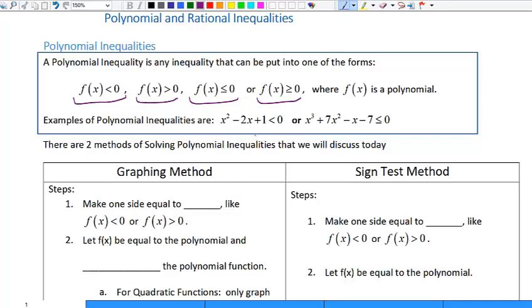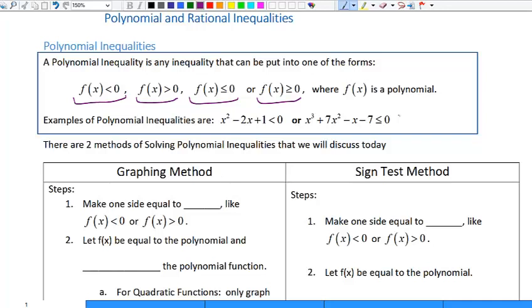x squared minus 2x plus 1 is less than 0. Notice that's a quadratic is less than 0. Or x cubed plus 7x squared minus x minus 7 is less than 0. Notice that that is a higher order polynomial. Now there are two methods of solving polynomial inequalities that we're going to discuss today, and these same two methods will apply to rational inequalities as well.